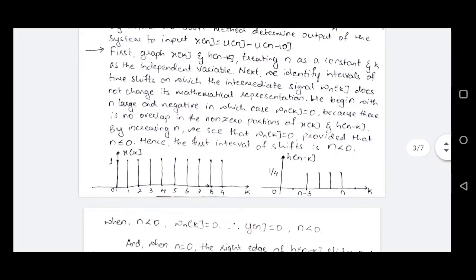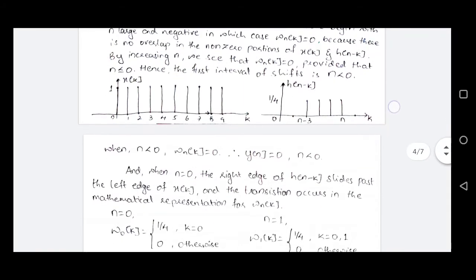Now, for the second step, we'll consider n to be large and negative, that is h of n minus k. In h of n minus k, we shift all of these 4 samples towards the left side. For the left-sided impulse response sequence, that is when n is less than 0, there won't be any overlap between the input and the impulse response. So the intermediate signal Wn of k will be equal to 0. Because the intermediate signal is 0, output y of n will be equal to 0 for n less than 0.